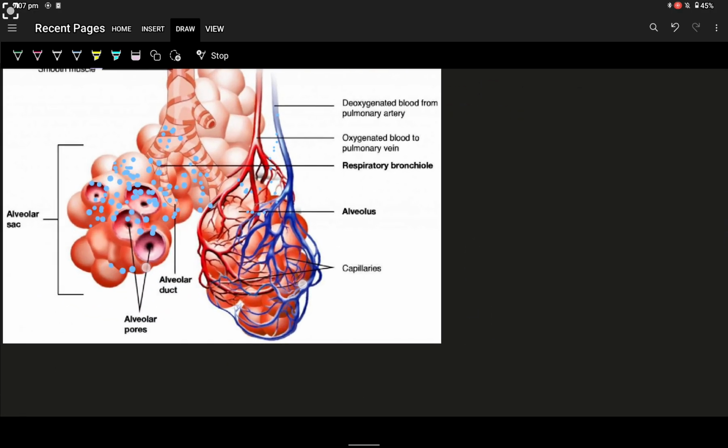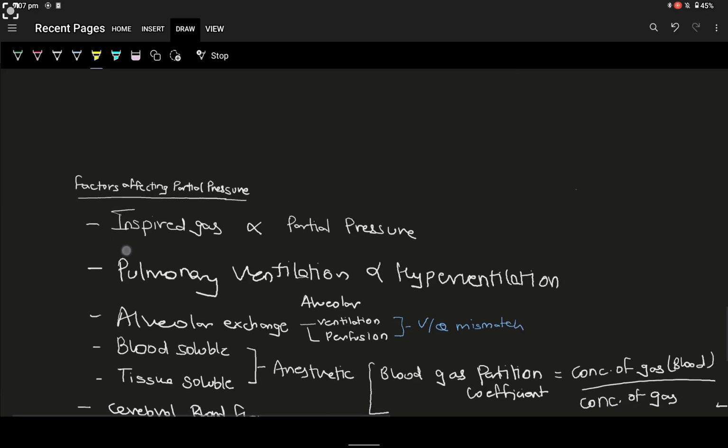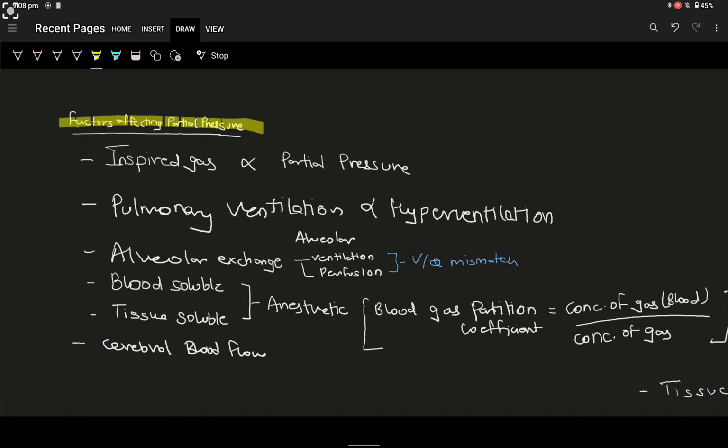So here is just the graphical representation of how the gaseous anesthetic works. First, initially, the gaseous anesthetic would enter the alveoli, and from the alveoli it would enter into the blood. So based on it, we would have the partial pressure of gas in alveoli and later in blood. And there are some factors affecting the partial pressure. So firstly, we have the inspired gas. It is directly proportional to the partial pressure of the anesthetic present in the blood.